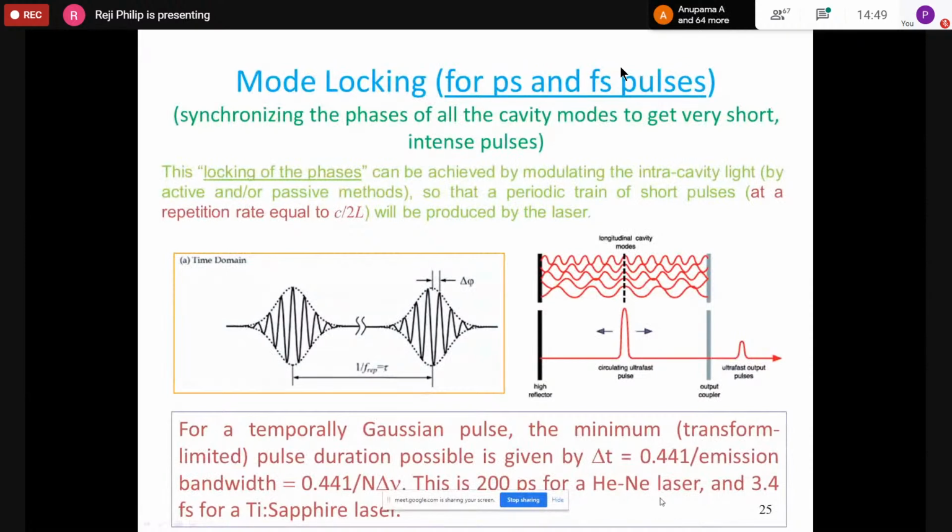However, we can go even lower. If you have a titanium sapphire laser, then you can have an even shorter temporal width of 3.4 femtoseconds. This is actually the record at the moment. Nobody has been able to break this record in a mode locked laser. And there are some ways of going less than this, but it is not by NLO.